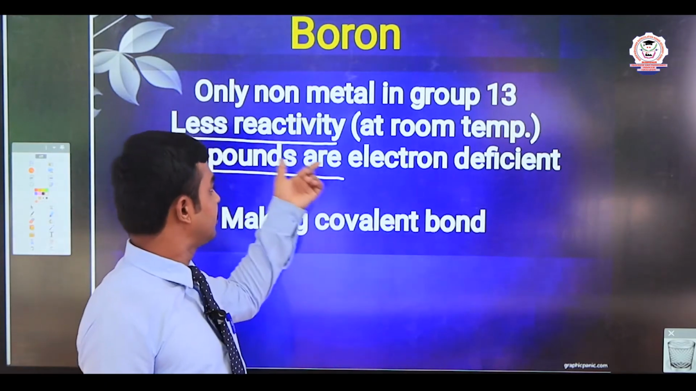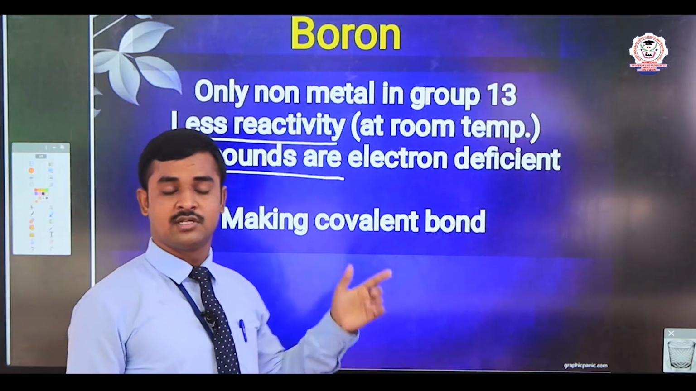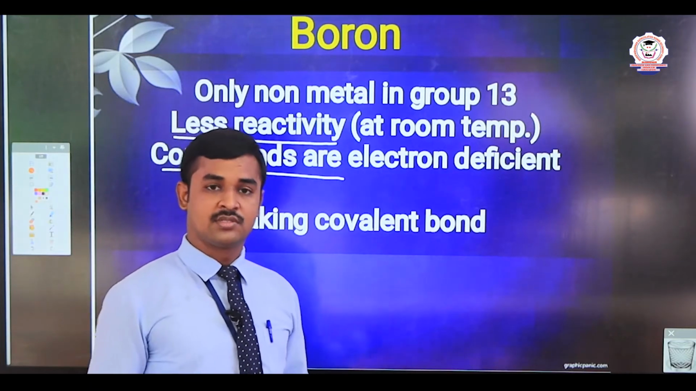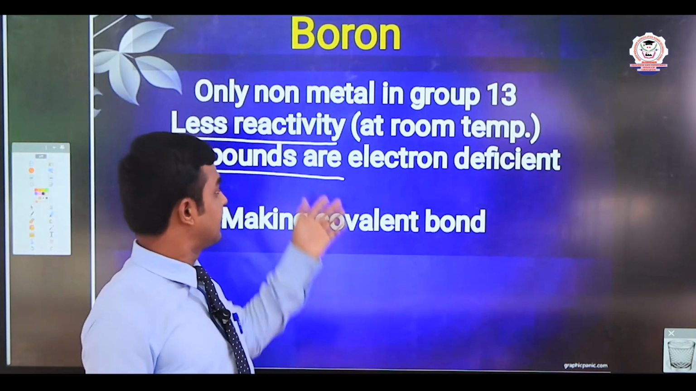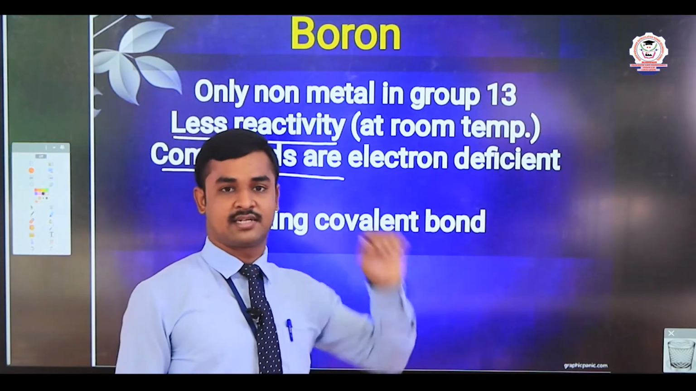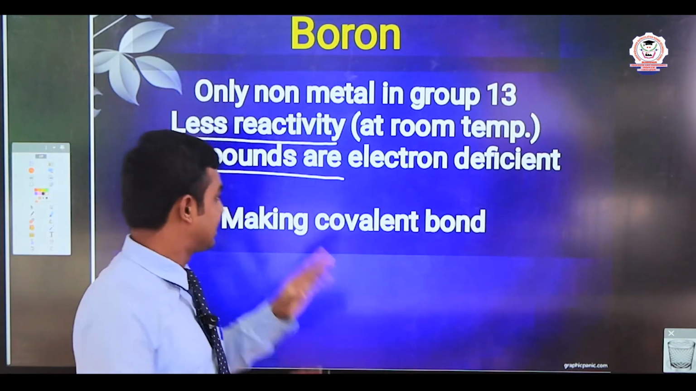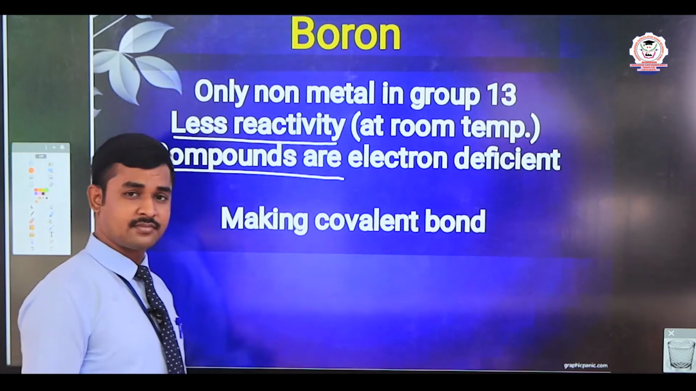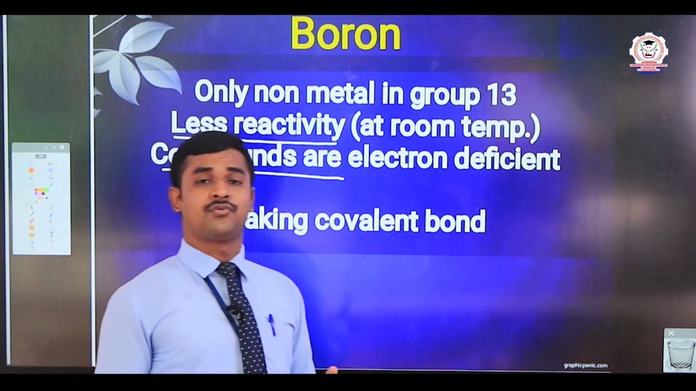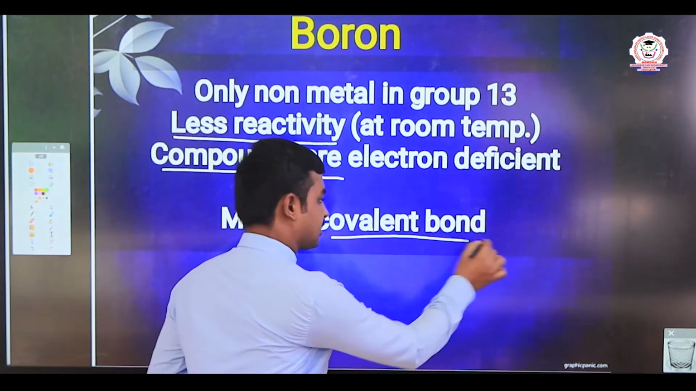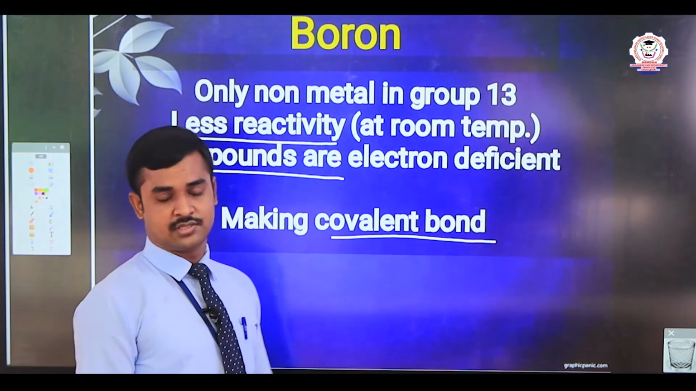We have already seen boron compounds like diborane and borax, and these compounds have electron deficient character. Due to this electron deficient character, it can form covalent bonds. Why are covalent bonds formed?